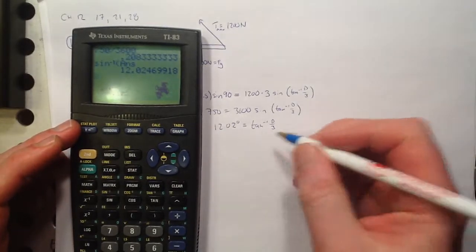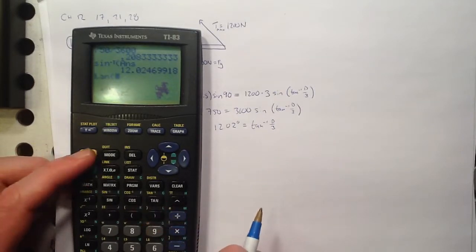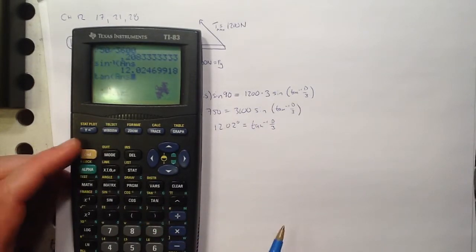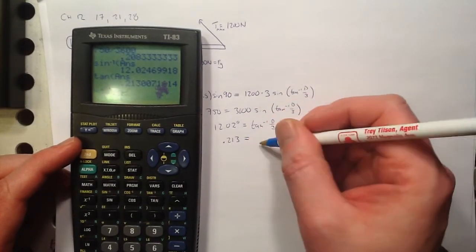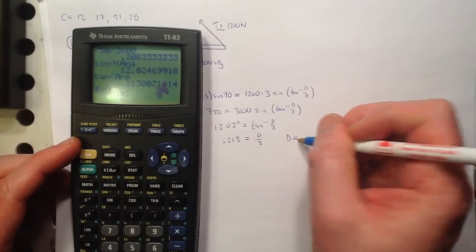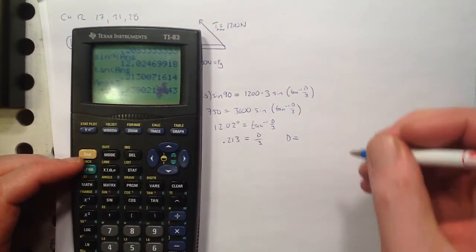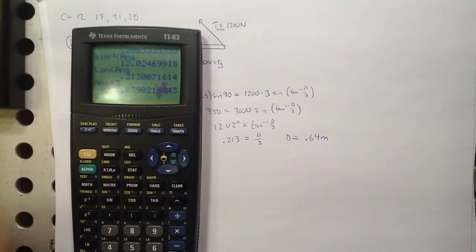And then to undo tangent inverse, I do tangent. So I want the tangent of that angle. It's 0.213. That's d over 3. So d is equal to that times 3. That's about 0.64 meters. So there's the answer for that.